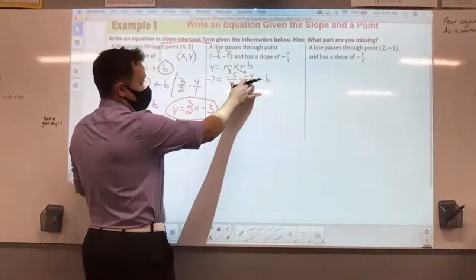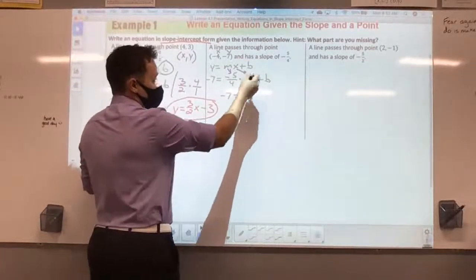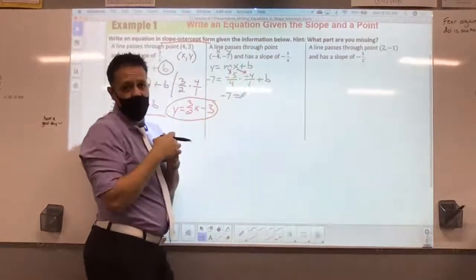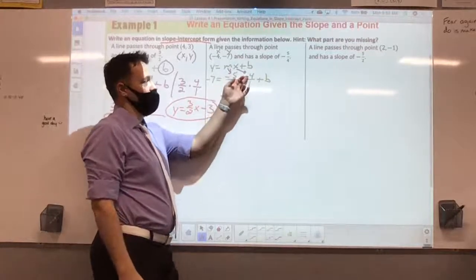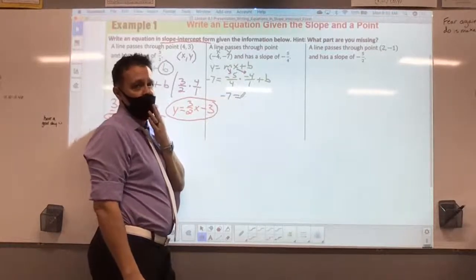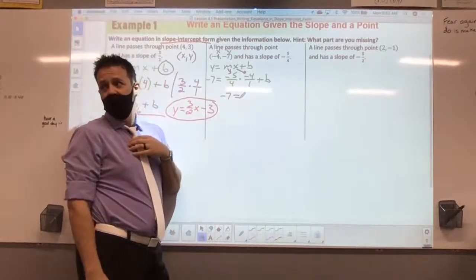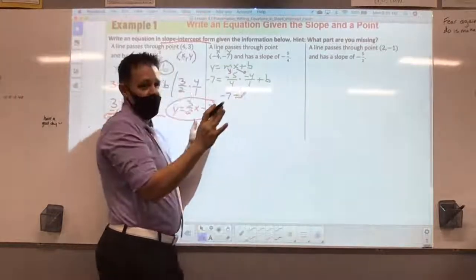All right, now we're going to find the b value. So we know it's negative 7 equals, but we have to multiply this together. A negative and a negative is what? So what is this number? Negative 5 over 4 times negative 4 is what? Okay. 20 over 4 is 5. Does everybody know how we got to 5?